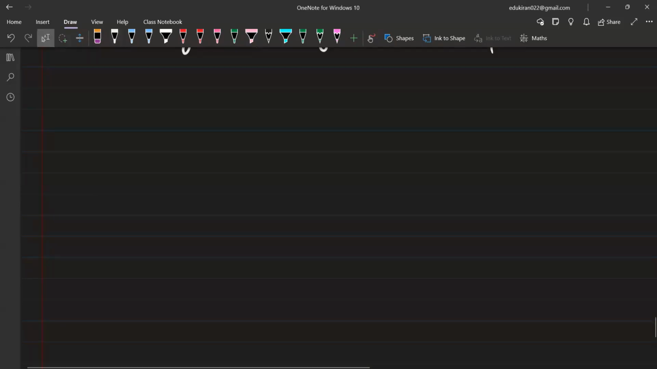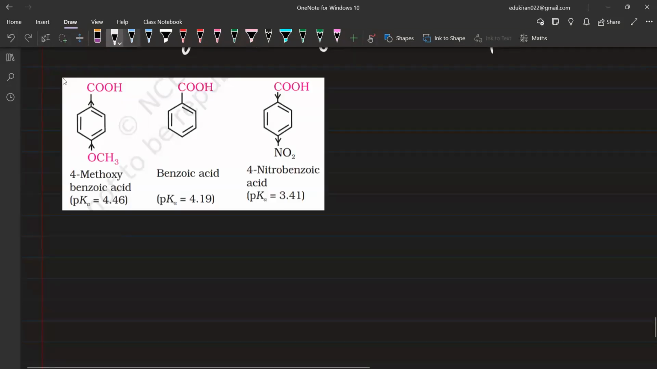You have been given the pKa value. This is molecule A, this is molecule B, and this is molecule C. So you have to arrange them in the increasing order of acidic strength. Send your answer in the chat. You have been given the pKa values. So look at the pKa values and tell me. You will send the answers in the Zoom chat.